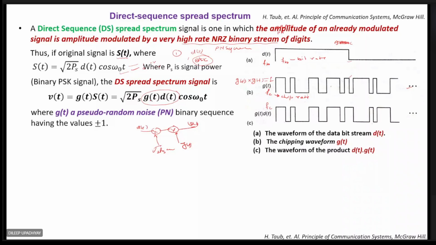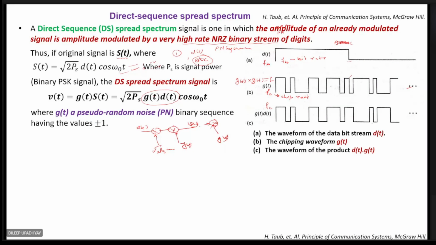In fact, the detection is also very easy, because once this signal is received, if you multiply it with the GT itself first, what will happen? Now we are talking about the detection of the signals. If you multiply these signals by the GT, then here it will be G square T. And we know that G square T is nothing but 1.